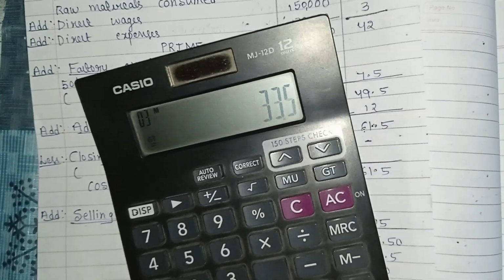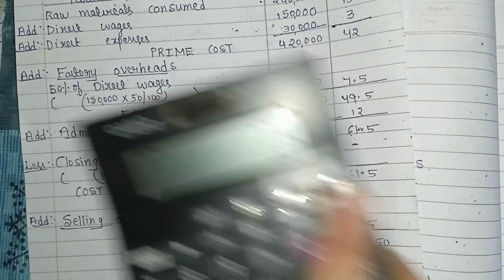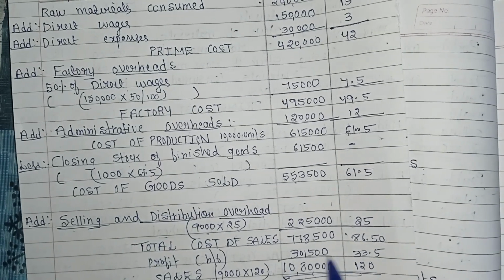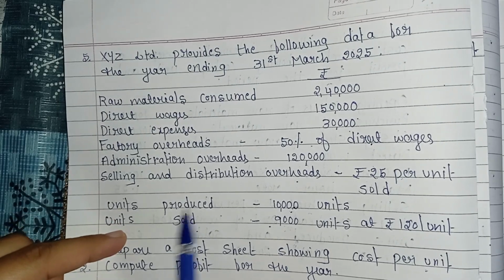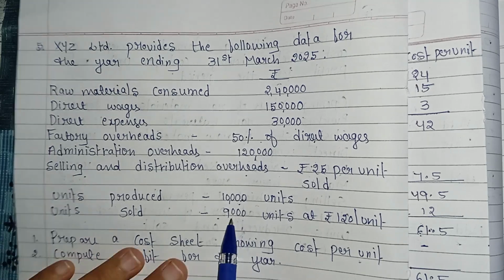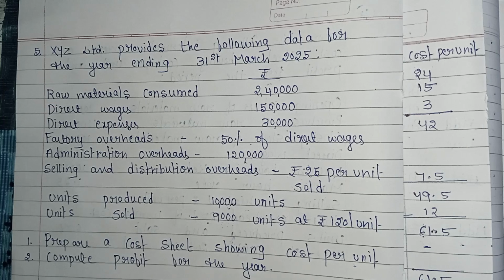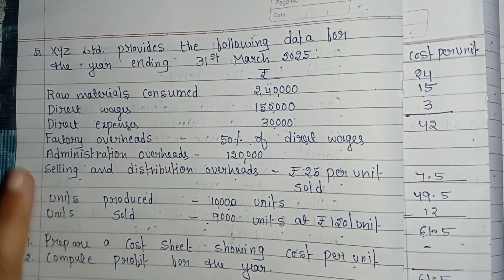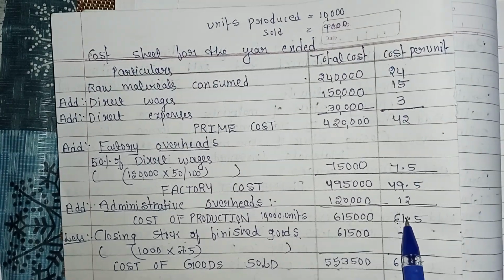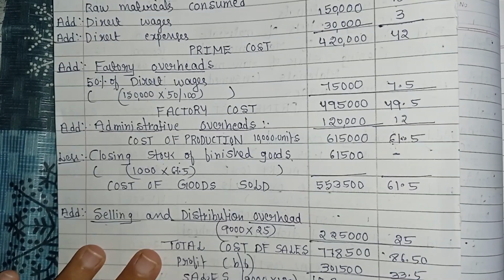3,01,500 divided by 9,000 units is 33.5. Otherwise you can deduct 120 minus 86.50. This is our profit. So be very careful in this case: they will give just units produced and sold, and we have to find out the closing stock of finished goods. In this case, closing stock of finished goods is 1,000 units, and it is always valued at cost of production per unit, not including selling and distribution overhead and profit.